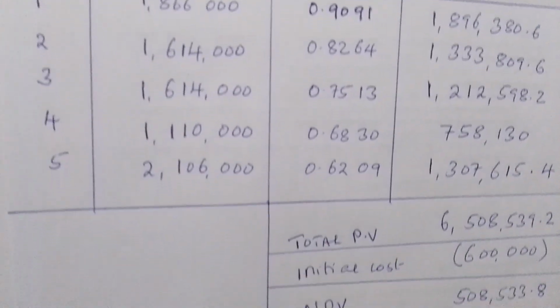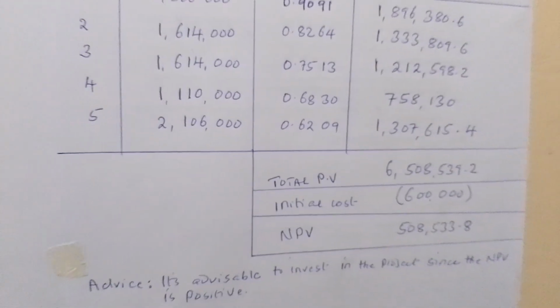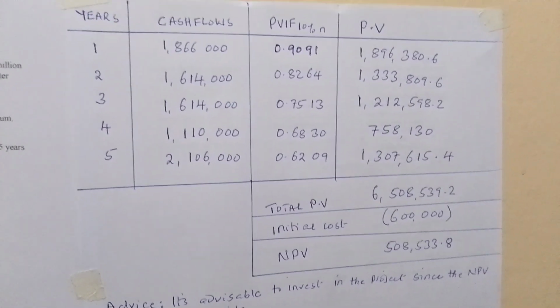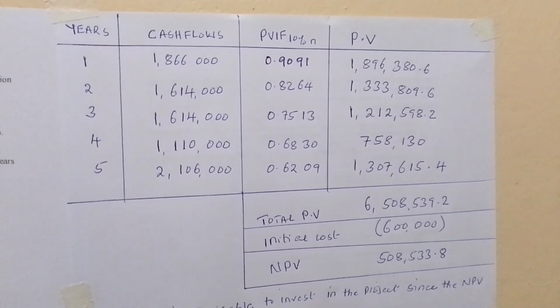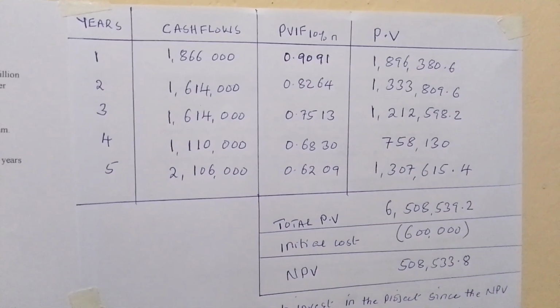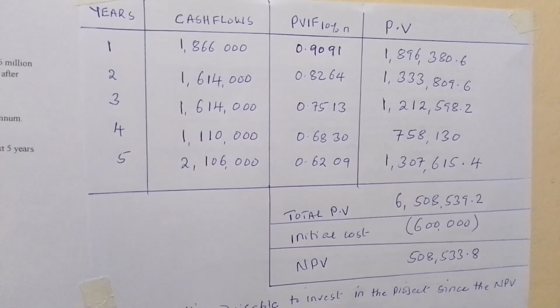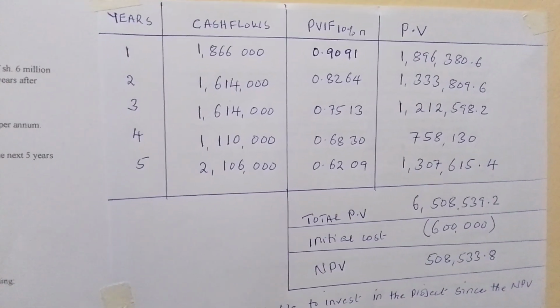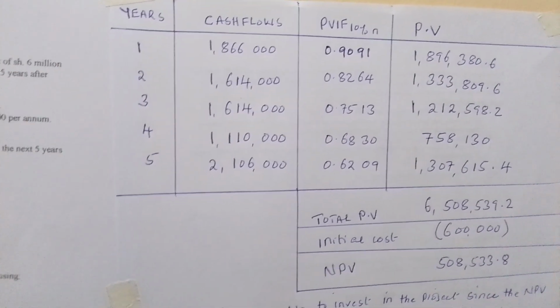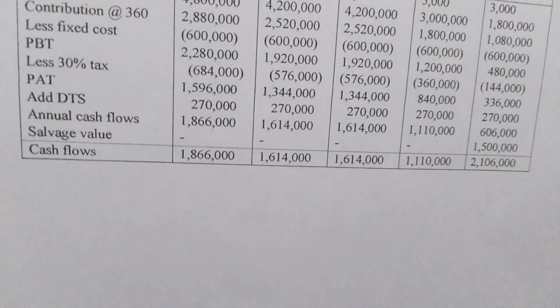We want to calculate the net present values so as to advise as to whether to accept this project or not. So this machine has a 5 years economic life. So you arrange your work that way. And then the cash flows now. Arrange those cash flows which you have gotten here.